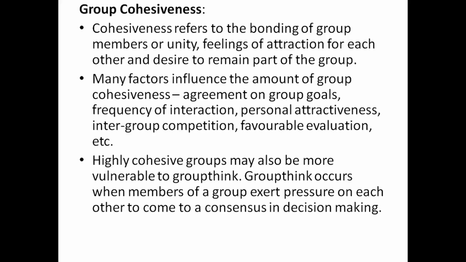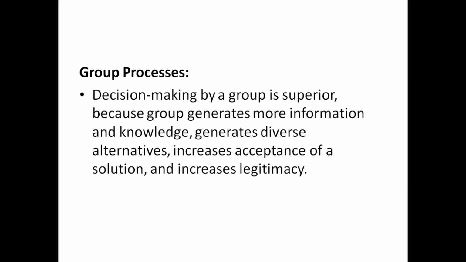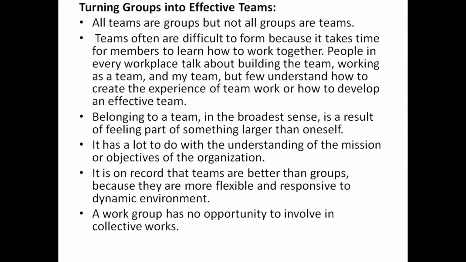Groupthink occurs when the members of a group exert pressure on each other to come to a consensus in decision making. Group process. Decision making by a group is superior because a group generates more information and knowledge, generates diverse alternatives, increases acceptance of a solution, and increases legitimacy.